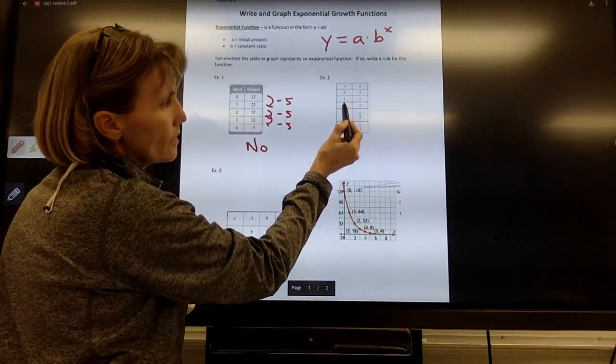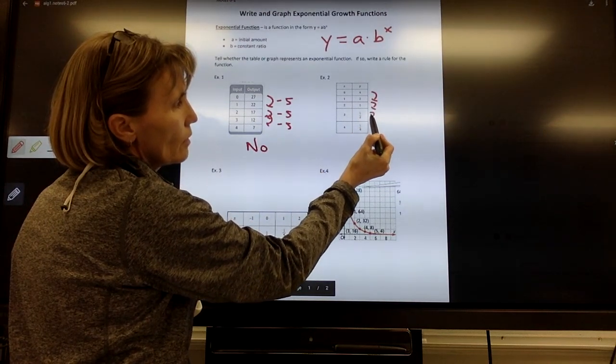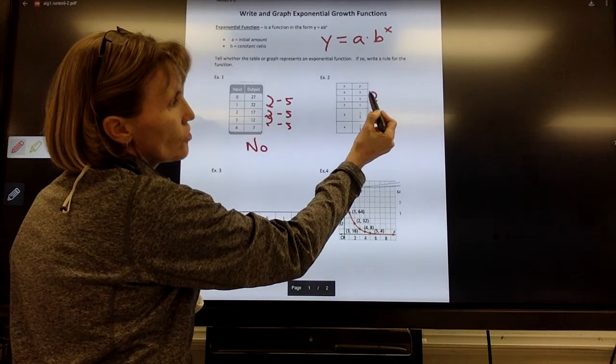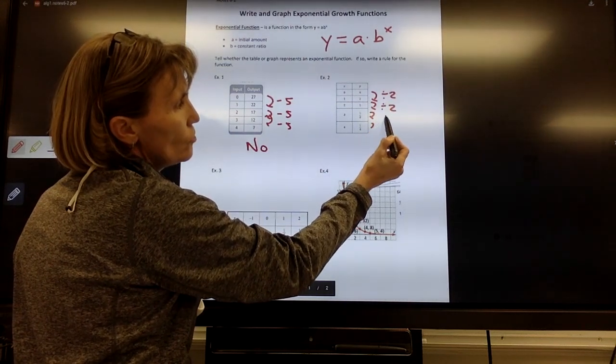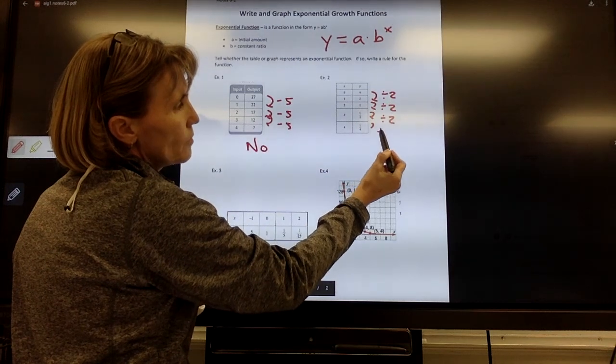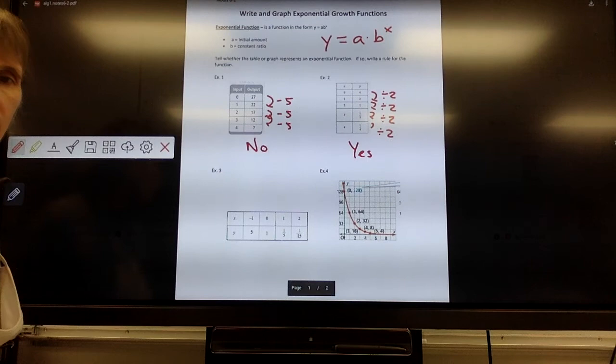When I look at this, as the x values increase by 1, what's happening each time? Okay, each time you're seeing it's dividing by 2. It's being cut in half. It's being divided by 2, it's being divided by 2, it's being divided by 2. So that would be a yes. That is an exponential function.